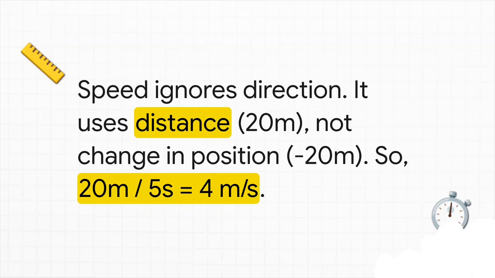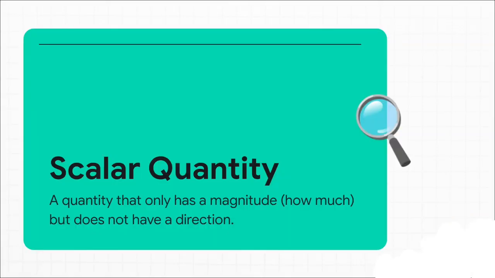Notice, speed is always a positive number. And that brings us to our other key term. A quantity, like speed, which only has a magnitude, the how much part, but has no direction associated with it, is called a scalar quantity. So let's get this straight. Velocity is a vector, speed is a scalar.